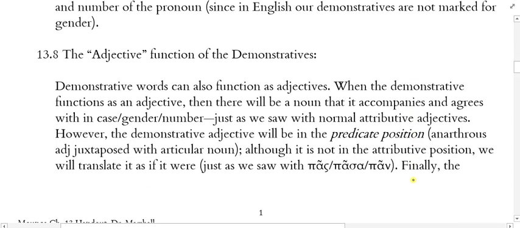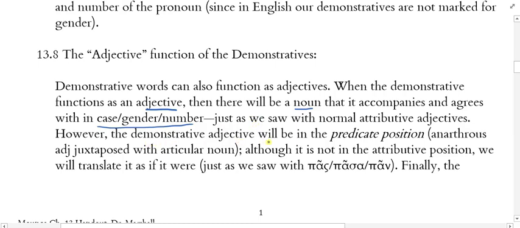Now, under 13.8, we see that there's also an adjectival function for the demonstrative. The demonstrative word could also be an adjective. When the demonstrative word functions as an adjective, then there will be a noun that it accompanies and agrees with in case, gender, and number. This is very important. We saw this with normal attributive adjectives. When an adjective modifies a noun, the adjective will be juxtaposed with that noun, side by side with it, and it will agree with that noun in case, gender, and number.